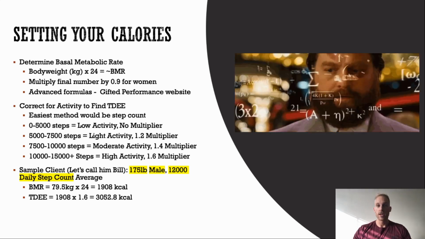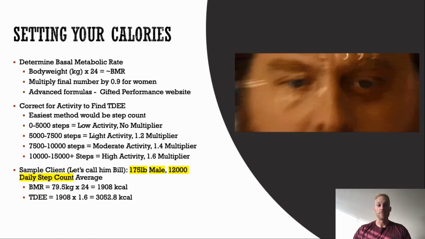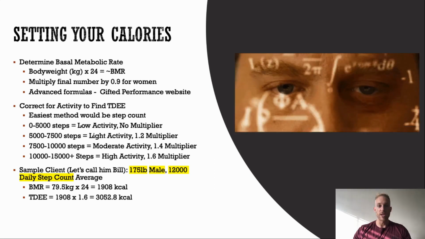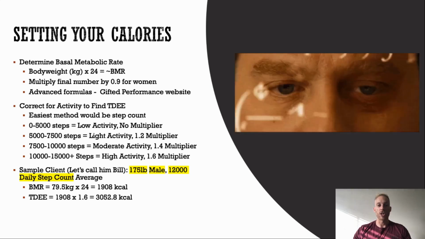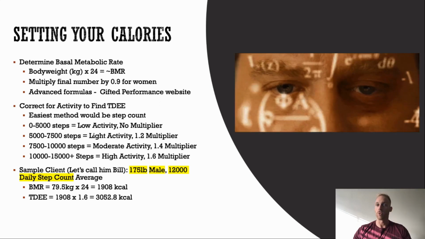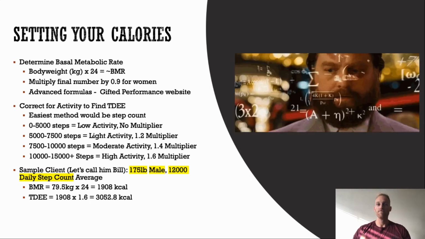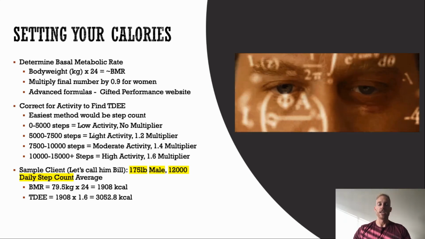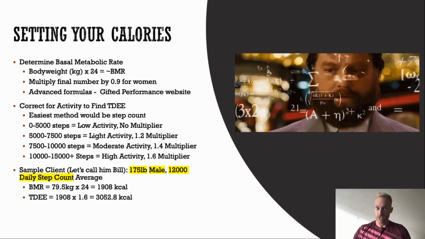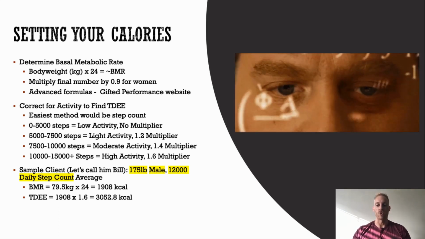So we've got a sample client. We're going to call him Bill. He's a 175-pound male. He averages 12,000 steps a day. Good for you, Bill. Take his BMR, 79.5 kilos is what he weighs, times 24. Gives him a 1908 BMR. Total daily energy expenditure: we look up at the multipliers. He counts as high activity, so we multiply by 1.6, and we get 3,052.8 or 3,053 calories, which means that if Bill ate roughly on average right around that 3,050 calories a day, he should maintain weight. If he gains weight or he loses weight, we made some errors in the estimation. So see how much the weight changed and adjust accordingly.